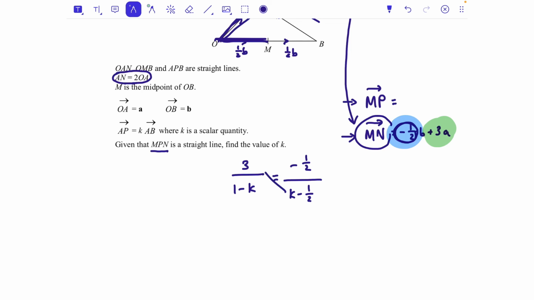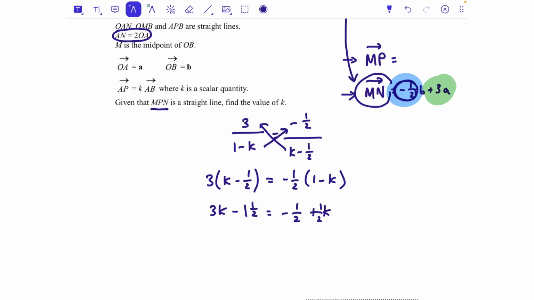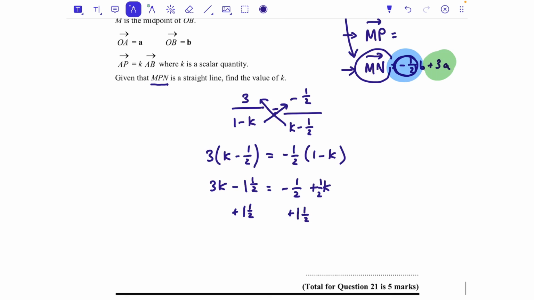So because I'm solving an equation with an equals in the middle, I can times this up here and times this up here. So 3 lots of K minus a half is equal to minus a half lots of 1 minus K. And that's 3K minus 1.5, or 3 over 2, equals minus a half, add a half K. Adding 1.5 to both sides gets me 3K equals 1, add a half K. And then if I take a half K away from both sides, I get 2.5K equals 1.